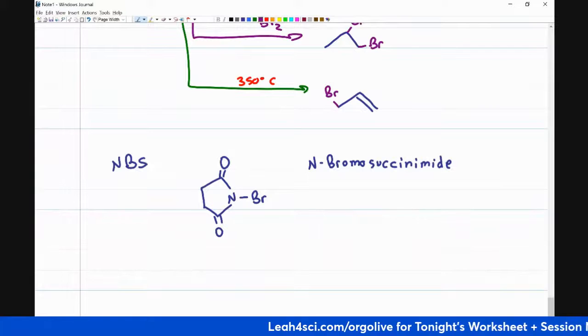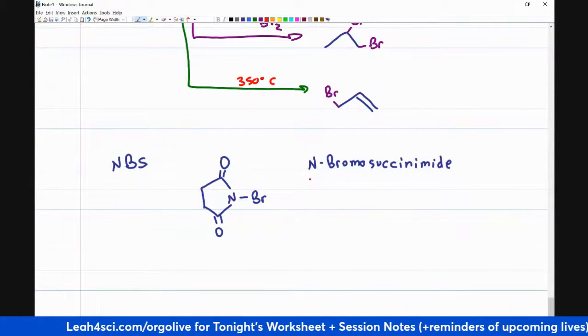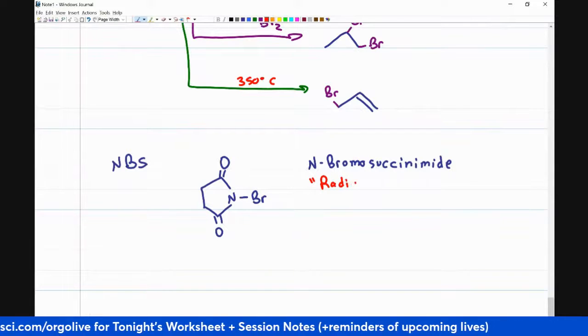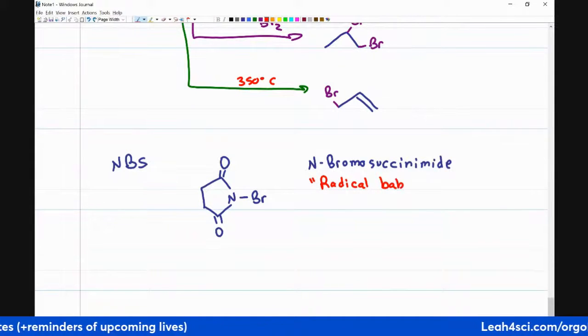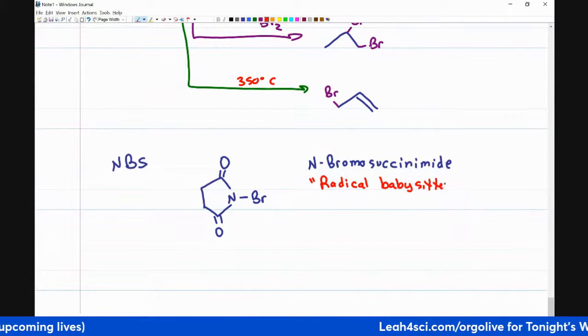If you don't have to know the name, here's what I do want you to know from N-bromosuccinimide. I call it a radical babysitter. It babysits the radical and makes sure that the radical does not get into too much trouble and only does the reaction it's supposed to do and nothing else.